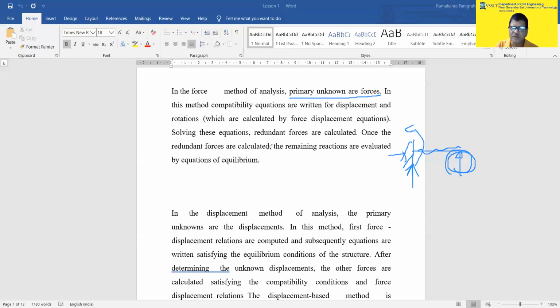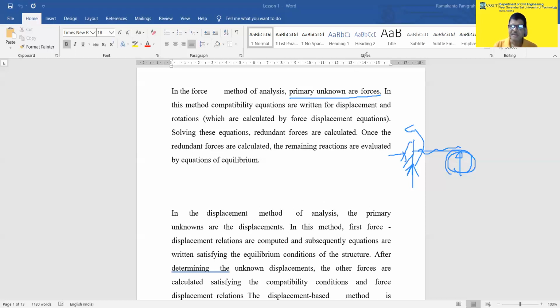Then by solving these equations, the redundant forces are calculated. So this force we consider the redundant force, because this force is not able to be obtained by means of the equations of equilibrium. So that becomes a redundant force. Once the redundant force is calculated, the remaining forces can be evaluated using the equations of equilibrium, because once this force is known, there are three unknowns and you have three equilibrium conditions. So we can find out this value.